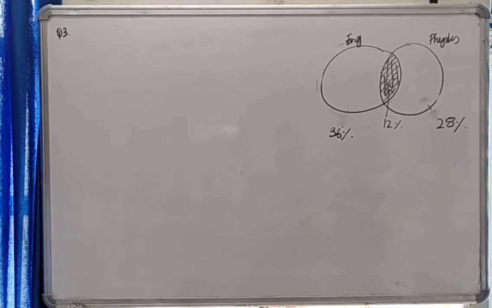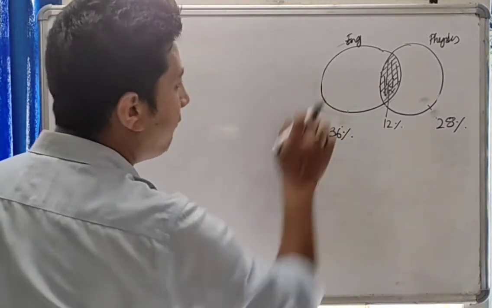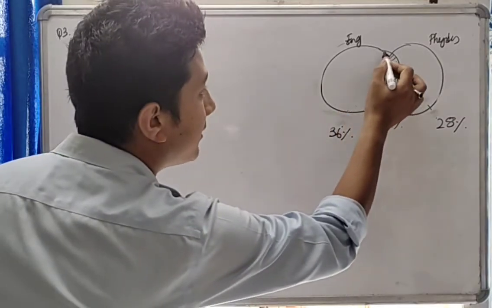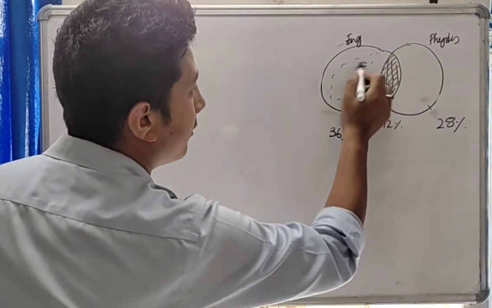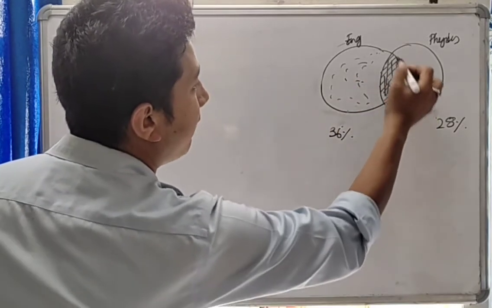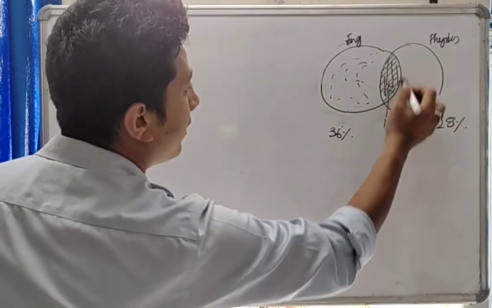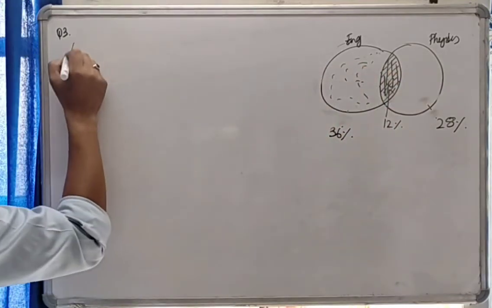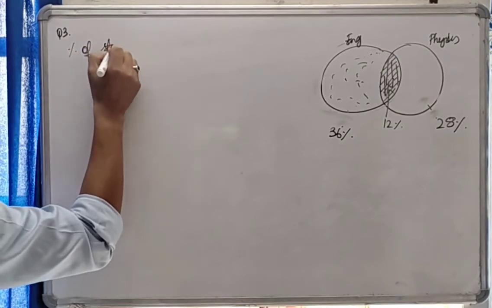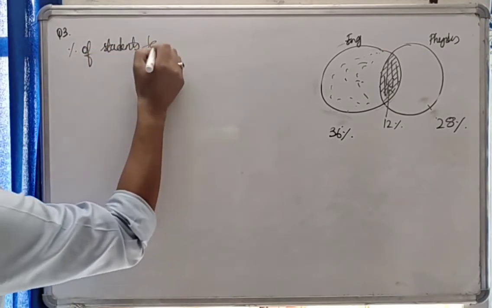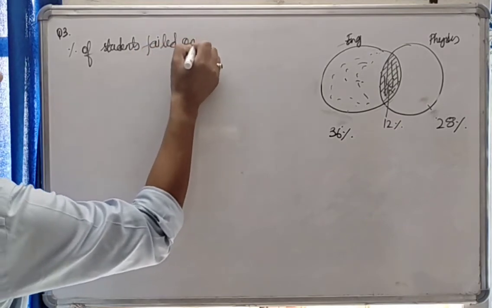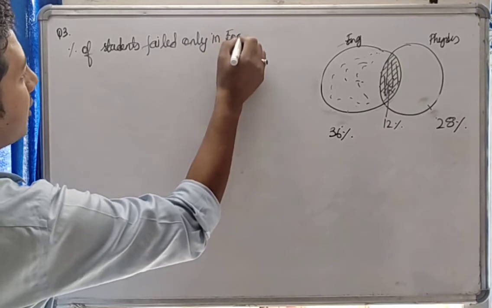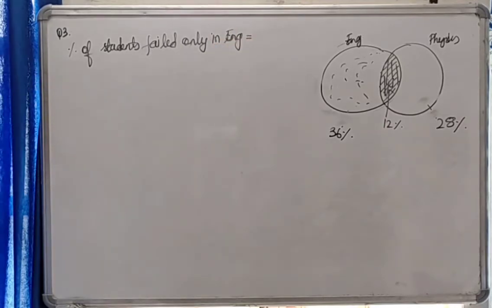Okay, now if I have to check those students who failed in only English, that means this particular region, excluding this, failed only in English. I understand my point. Failed only in English will be this, that is 36 minus 12. So the percentage of students who failed only in English.